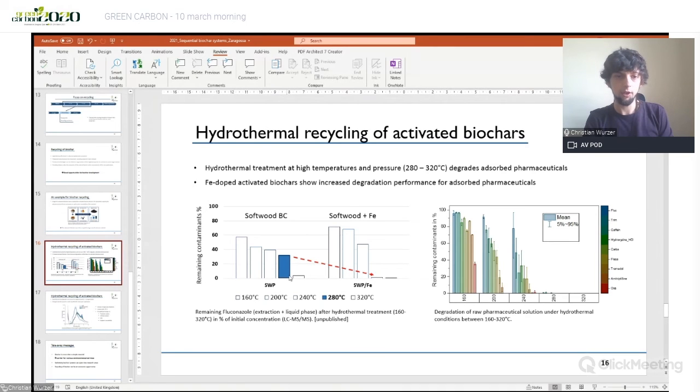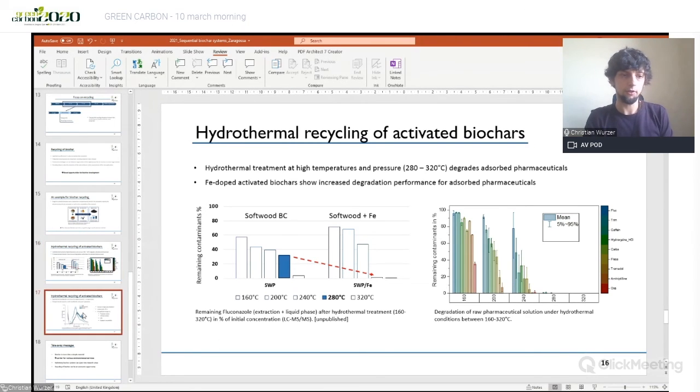biochar. So the left one is a virgin softwood activated biochar, and the right one is the same feedstock but with iron mixed prior to pyrolysis. And this column at 280 degrees means there are still 30% of the contaminants remaining. And if you have iron there, they are all gone, which means you can lower the temperature of your recycling for the biochar that actually had a high adsorption capacity.